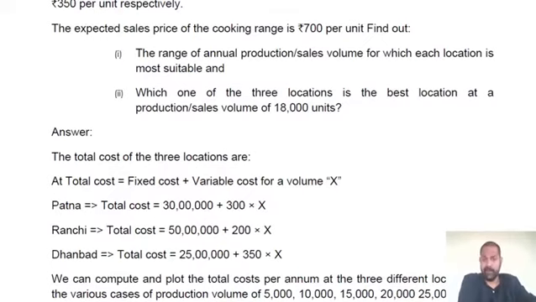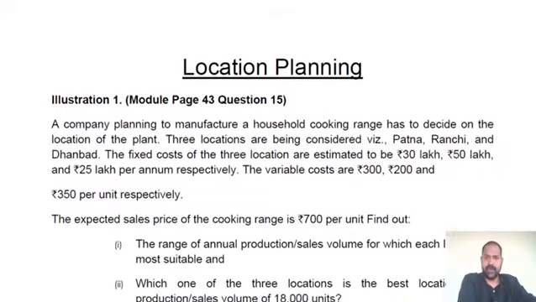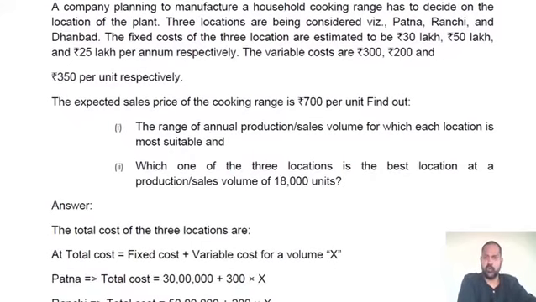So let me come back to the question. And the solution that I've given you is your institute's solution. The question says that a company is planning to manufacture a household cooking range and has to decide on 3 locations, and that is Patna, Ranchi and Dhanbad. The fixed costs of the 3 locations are estimated to be 30 lakh, 50 lakh and 25 lakh per annum. Okay. So 3 locations, Patna, Ranchi and Dhanbad. I'm looking at their fixed and variable costs. So let me get out the big question and bring in a smaller question.